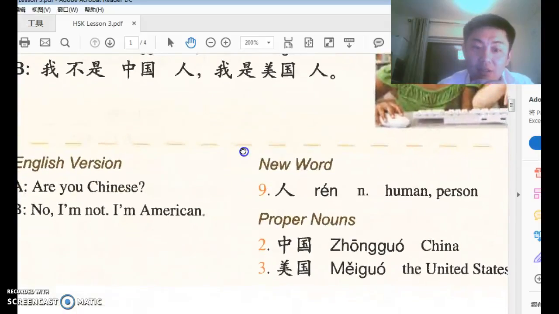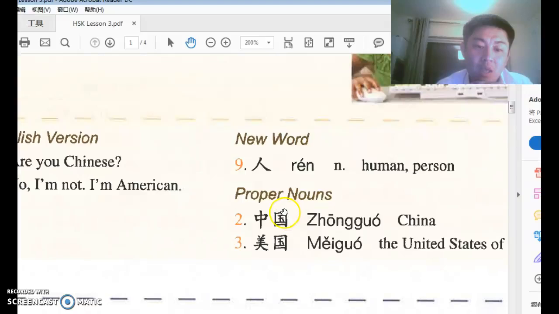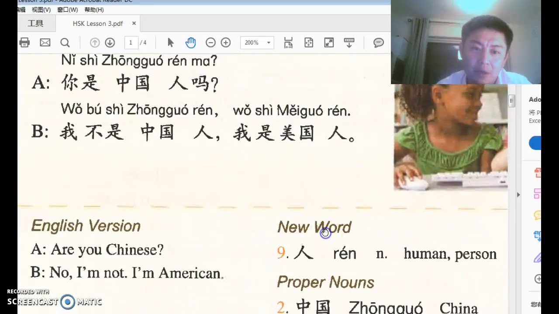Right. In Chinese, there's something you need to remember: we put a country plus 人, or a place, really any place, like 都柏林, Dublin, plus 人, then that means Dubliner, right? So any place plus person means the people from or person from this place. So 中国人, Chinese people, 美国人, Americans.